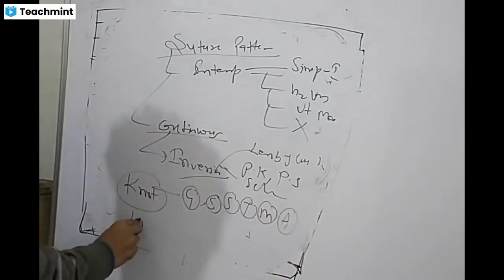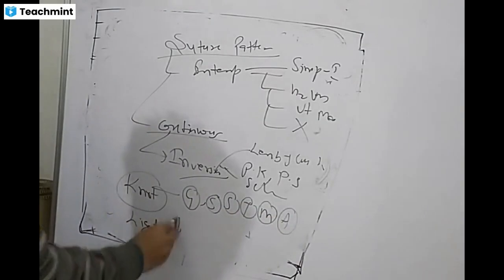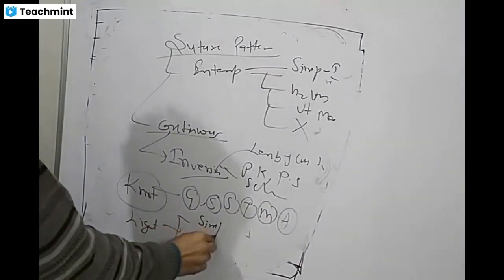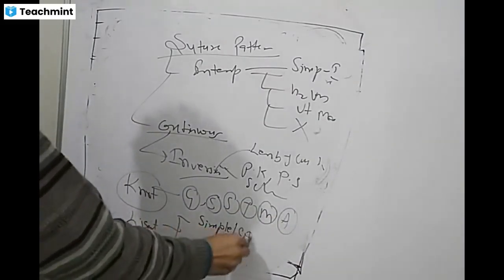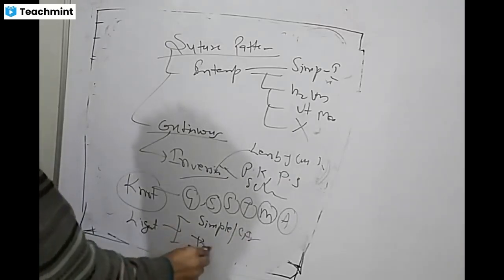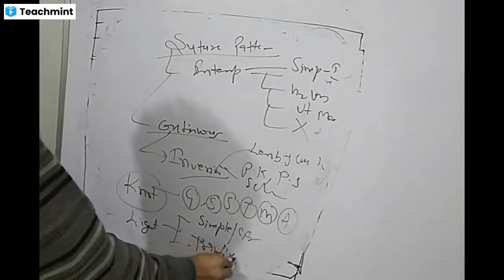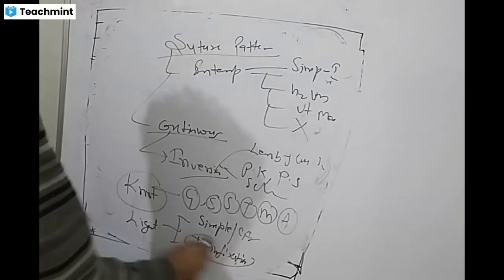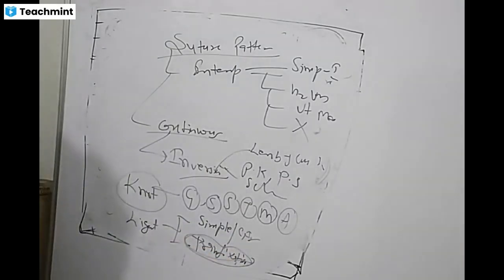Then ligature, which may be of two types: simple, that is circumferential, and the last was transfixation, which is better fixed in the wall of the vessel. So these are the topics we covered in this lecture.